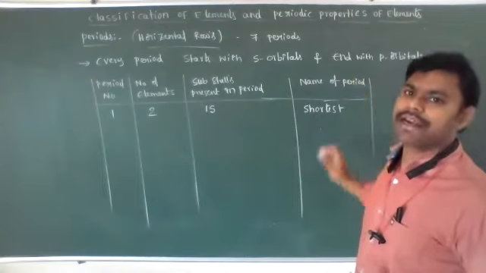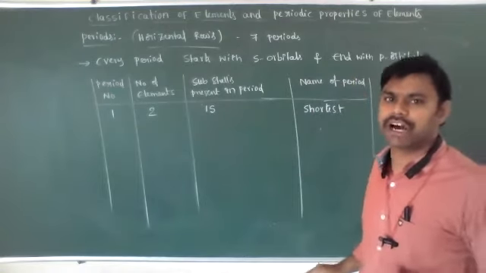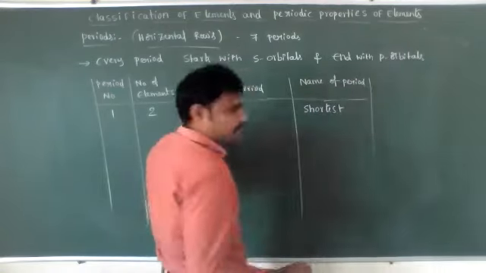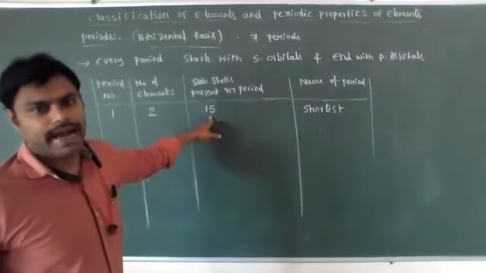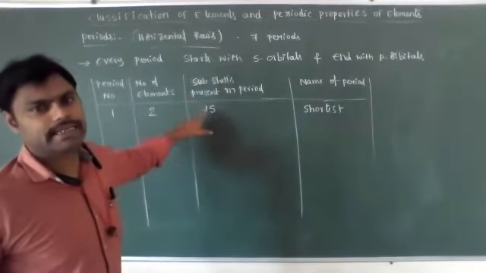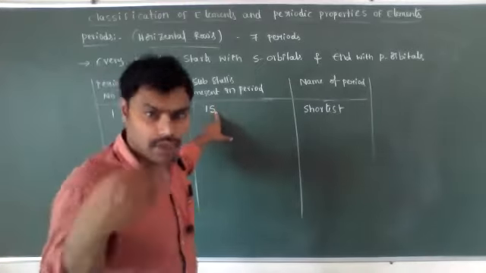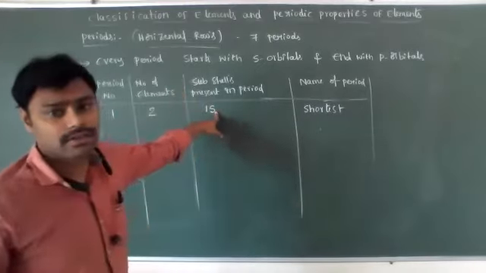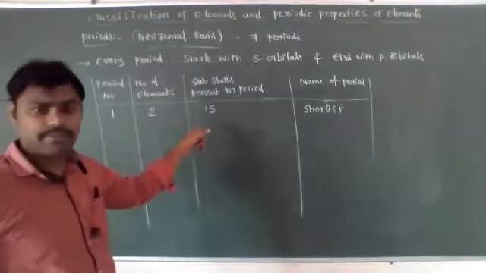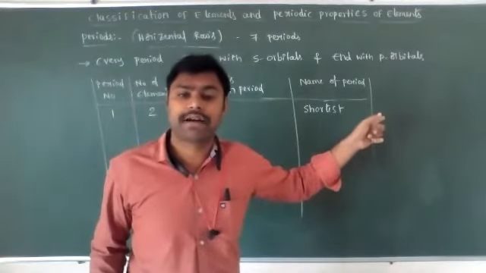Designation of the period: the first period is the shortest period. It contains only the 1s orbital, has a maximum of two elements, and contains a maximum of 2 electrons. We already did this type of question in atomic structure.